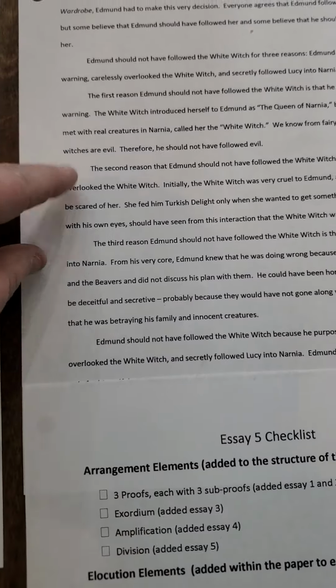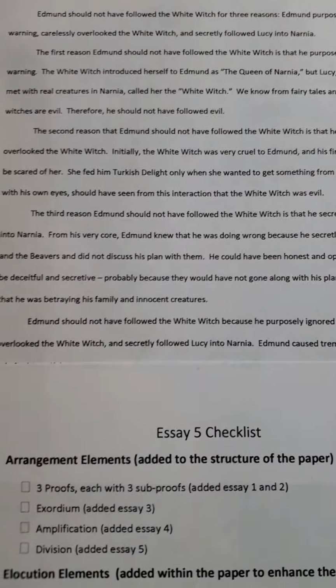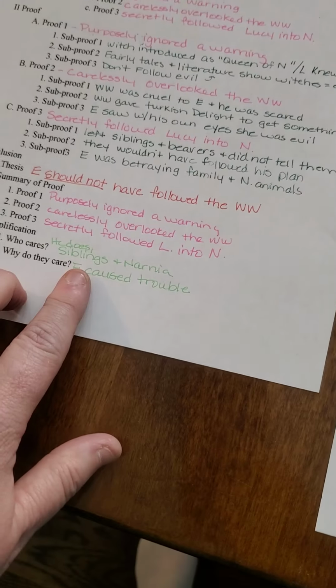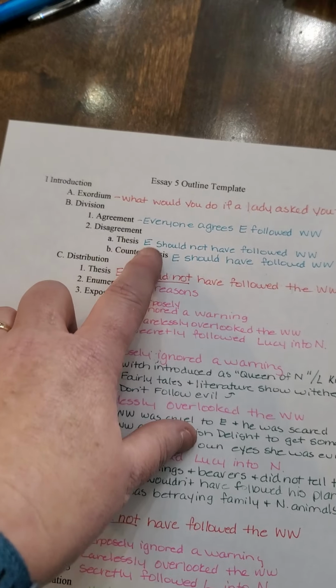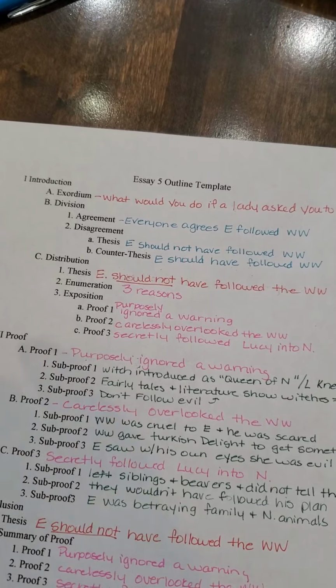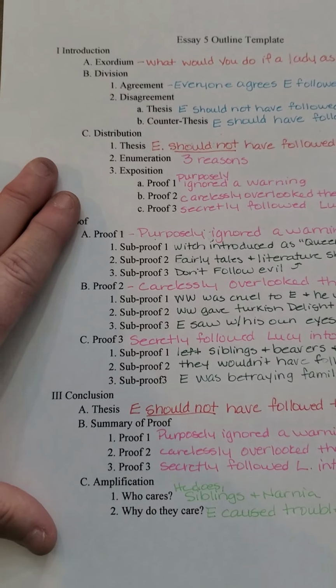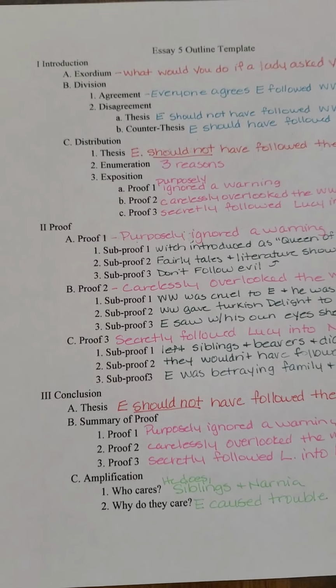Well, I know I've got that in here. Did I add an exordium? Yes, I know that's up top. Did I add an amplification? At the bottom, am I going to put who cares and why? And then division, did I add in the division, which was the element that we just added in for essay 5 in our last paper? So all of these things right here are actually part of your outline. It's part of the structure of the paper that you're writing.